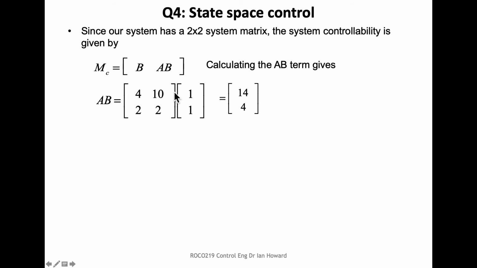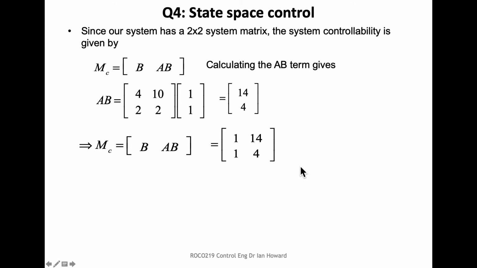It's always rows by columns. 4 lots of 1, 10 lots of 1, that's 14. 2 lots of 1 plus 2 lots of 1, that's 4. We then concatenate those together, and as you can see, we're doing that as a horizontal concatenation. This one followed by that one in the next column. We end up with this expression here.